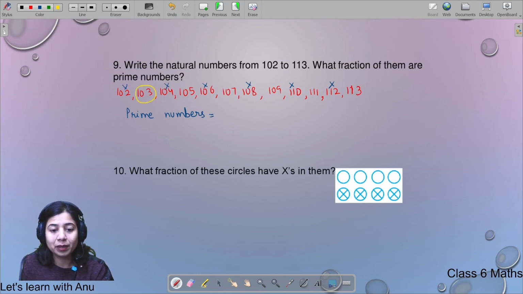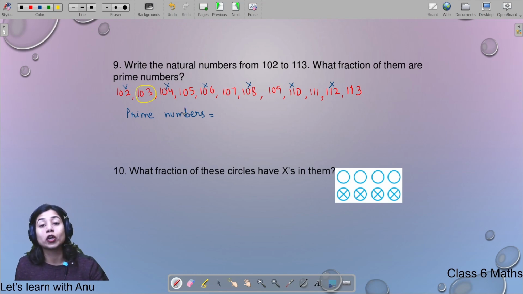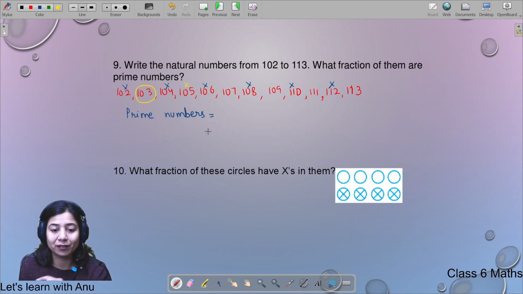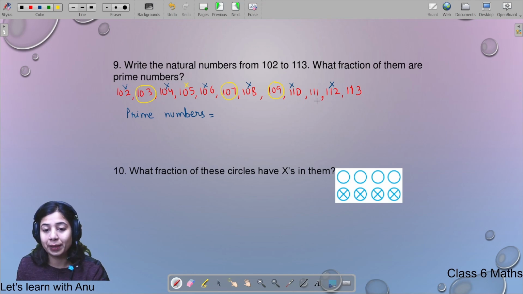103 is a prime number. 105 is not because it's ending with 5, so it's definitely going to be divisible by 5. Then 107 is a prime number. 109 is a prime number. 111 is not a prime number, right, because it's divisible by 3. Then 113 is also a prime number. So total prime numbers we have is 4. 1, 2, 3 and 4.